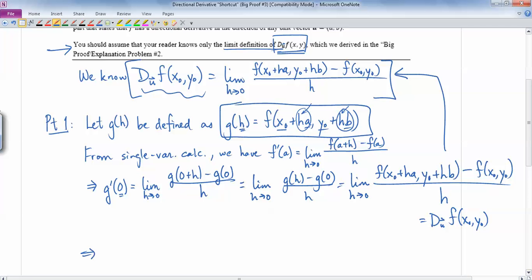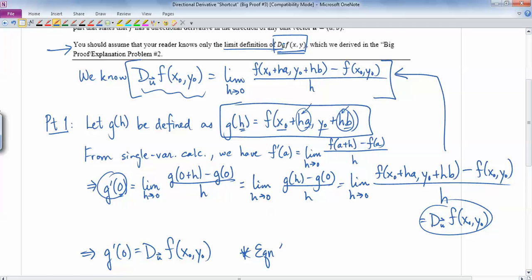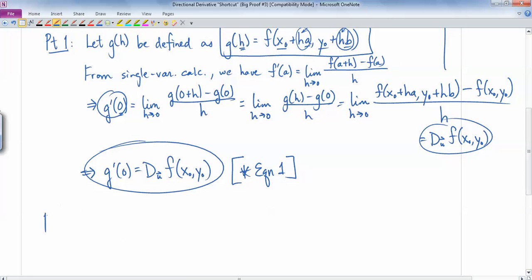So all this shows that this thing equals that thing. g prime of 0 equals the derivative in the direction of u of f at the point x naught, y naught. Okay, so I'm going to put a little star here, call that equation 1. So here's equation 1 right there. All right, let's look at part 2.